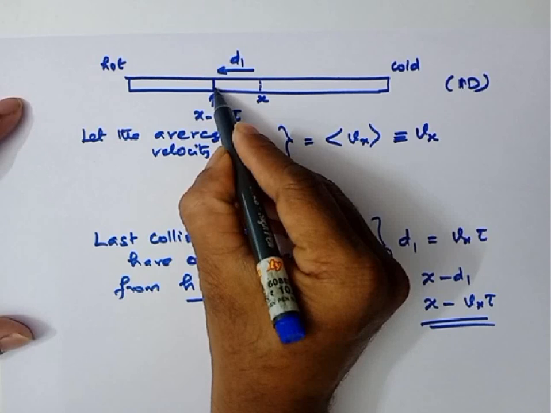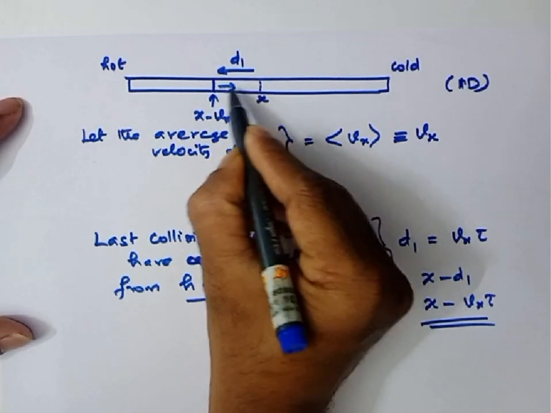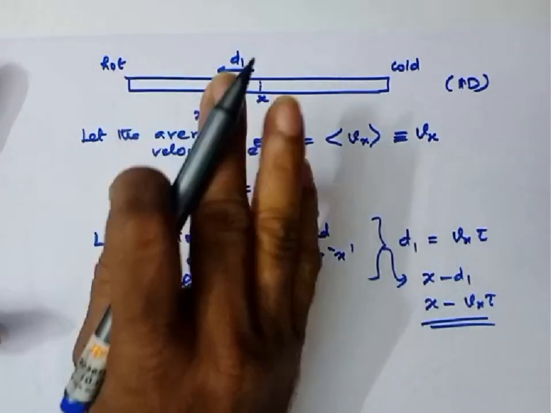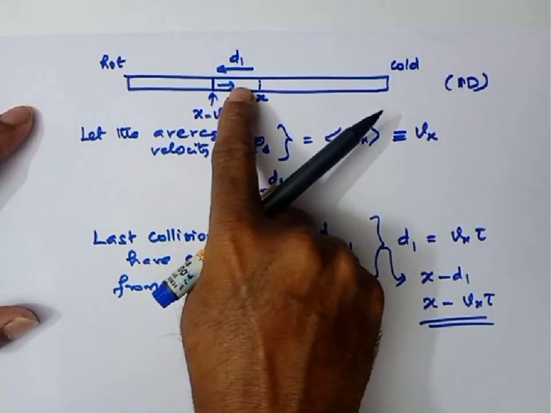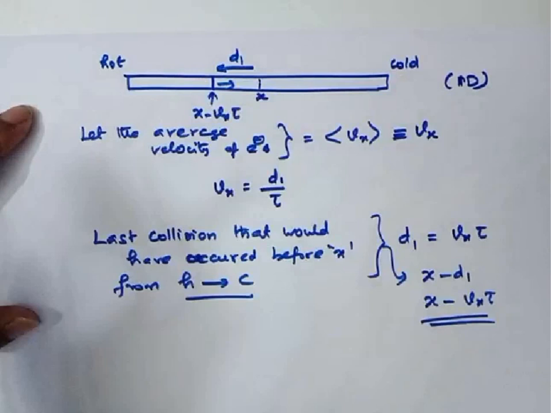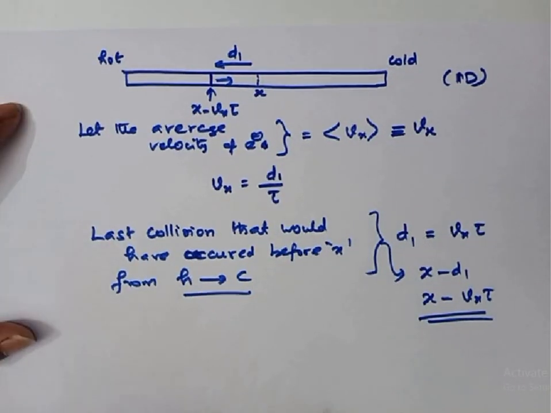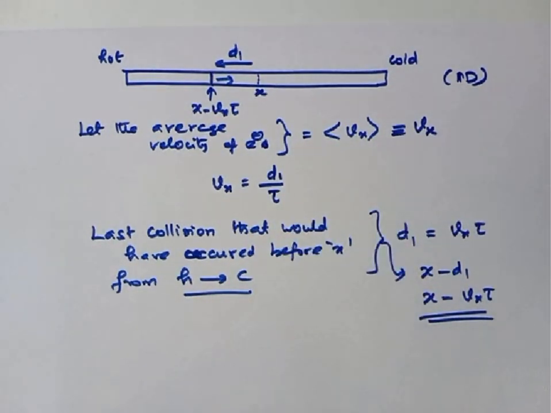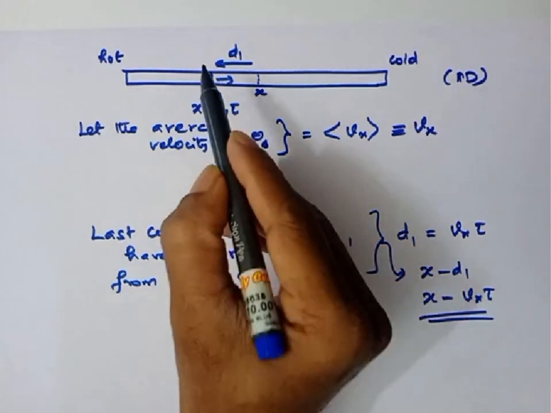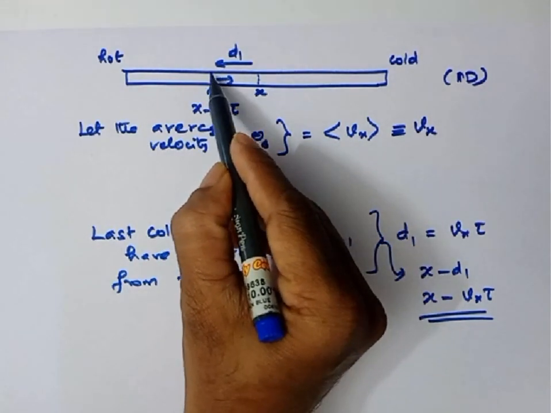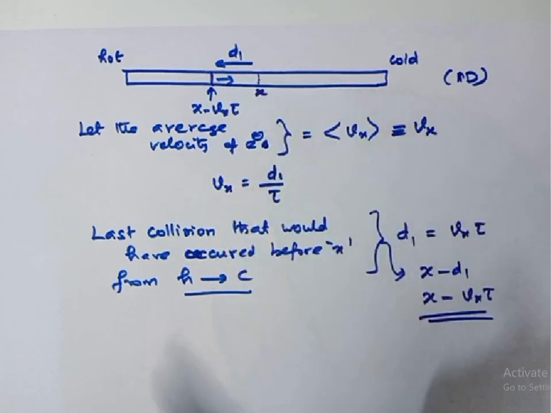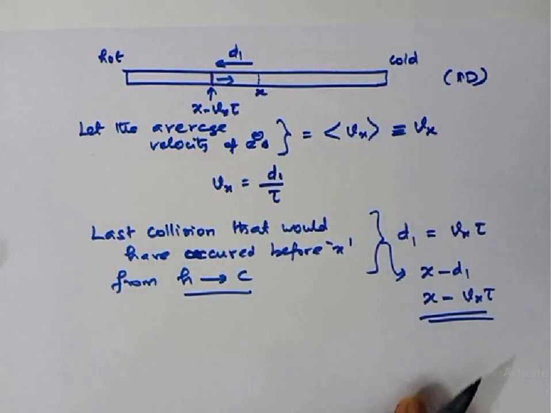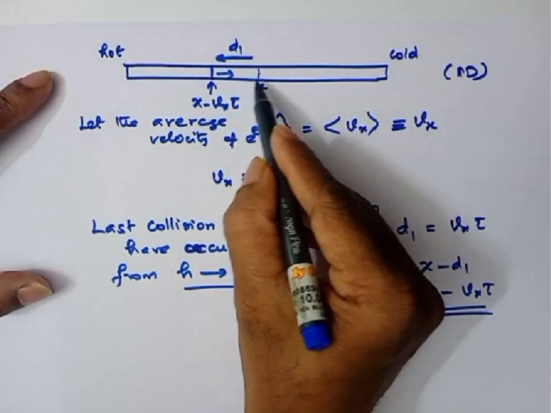So after this point, the free electrons moving towards X, assume that they do not undergo any collision. Just assume like that, on average. Therefore, the energy possessed by the electron at this point is carried by these electrons and moving towards X. Clear? Similarly, where would the last collision occur?